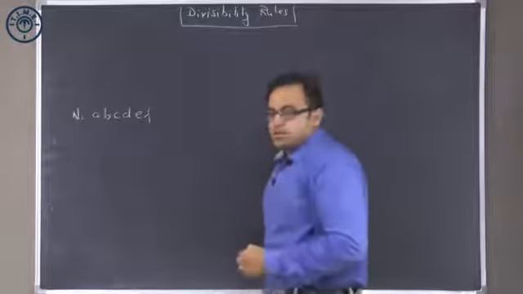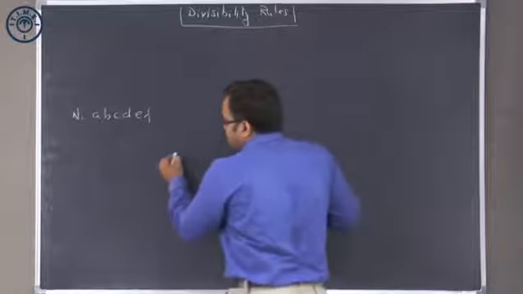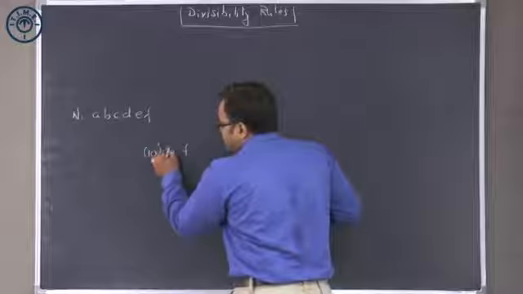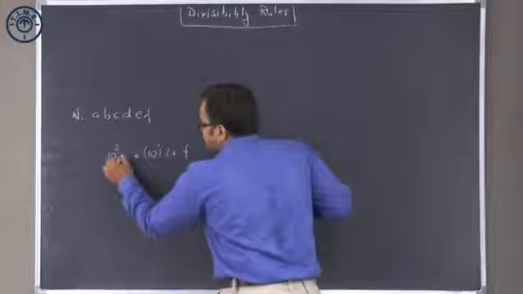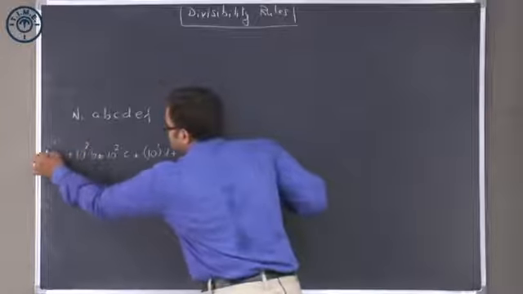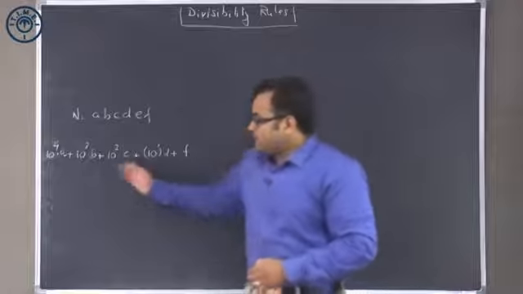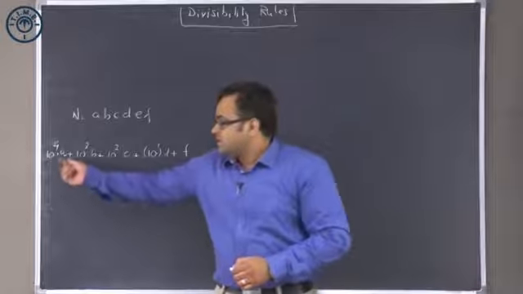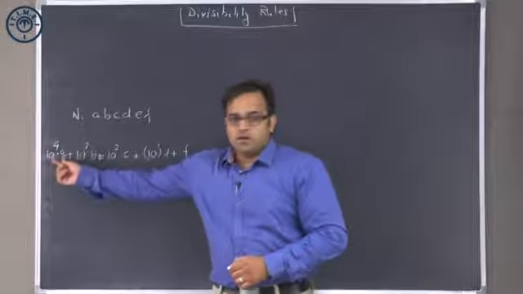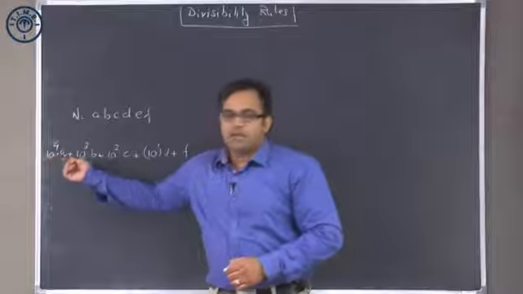abcdef. Now, if I write this number in the base 10 format, it can be written as f plus 10 to the power 1 into e plus 10 square into d plus 10 cube into c plus 10 to the power 4 into b, and so on. Now, if I divide this number by 9, 10 divided by 9, the remainder will be 1, 1 to the power 4 will also be 1, so effectively the remainder from here becomes 1 into a.